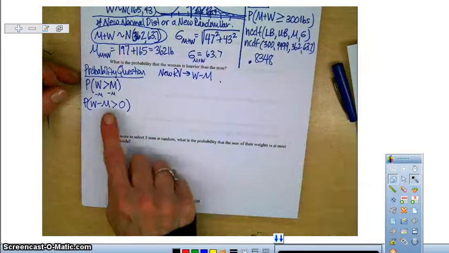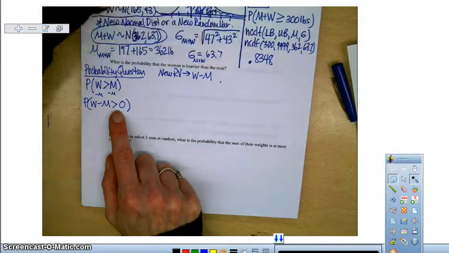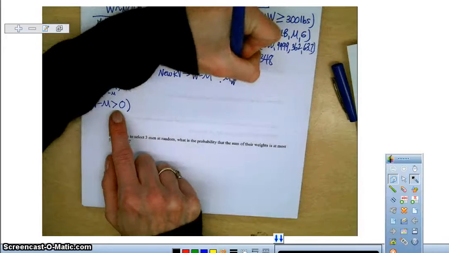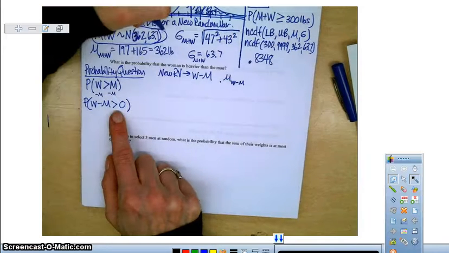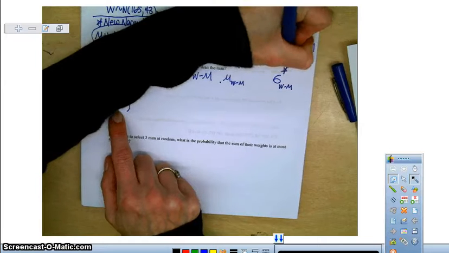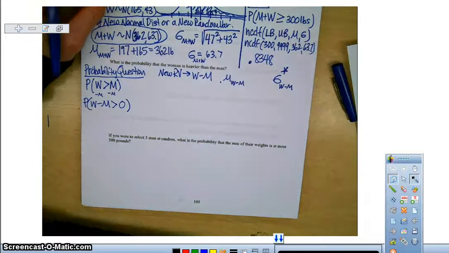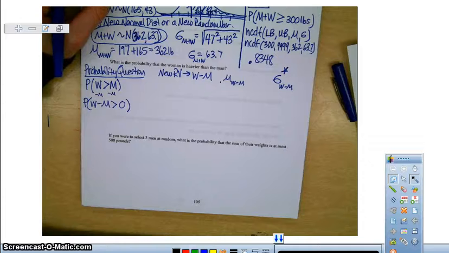So now in order to answer this probability question, I need to find the mean of women minus men and the standard deviation of women minus men. I stress that standard deviation because it catches people who don't pay attention to the rules. So I want you to make sure you pay attention there.